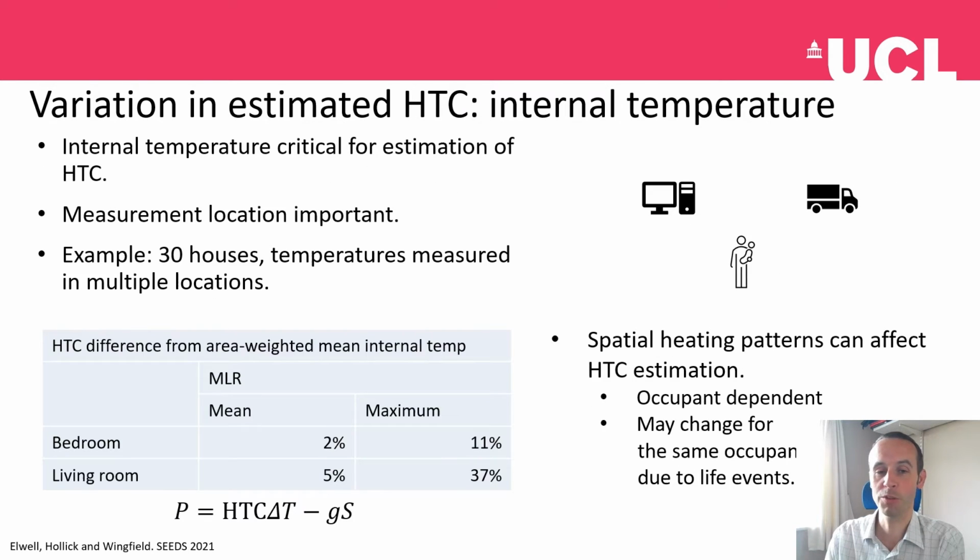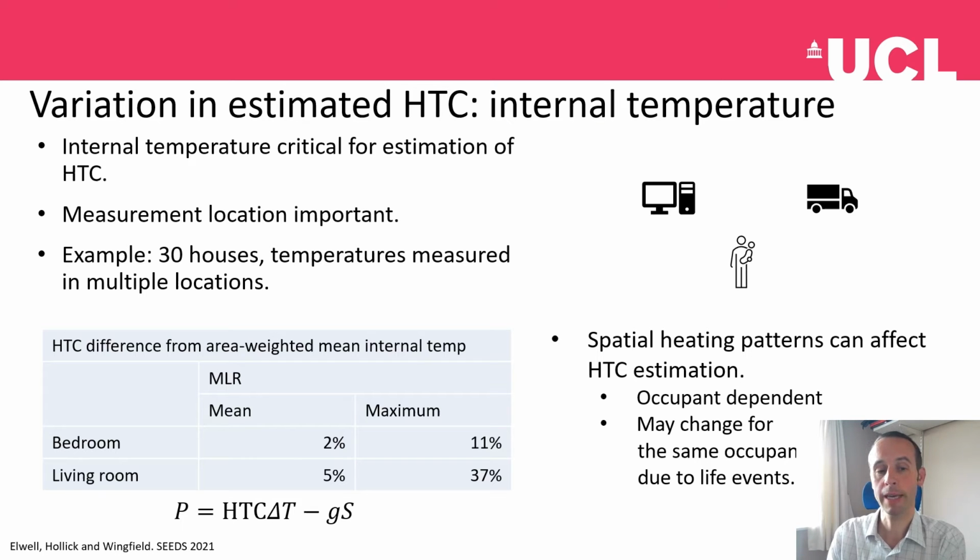What I wanted to do was take a really simple model and illustrate how temperature variation can impact an estimated HTC. Deliberately, it's a simple model, shown at the bottom here, with HTC estimated by multiple linear regression. It's simple to make sure that we can see the effect as clearly as possible, and it's investigating the impact of where you measure the temperature.